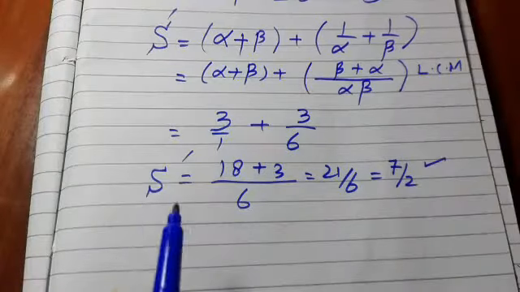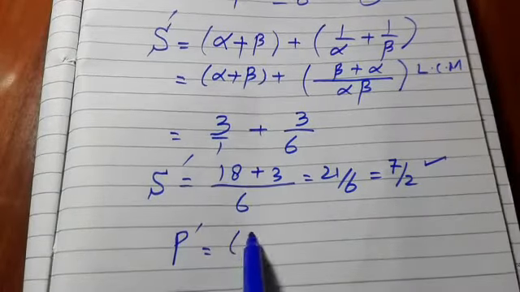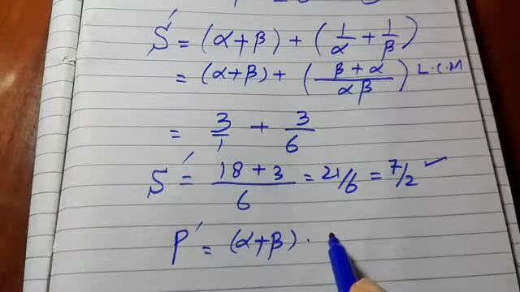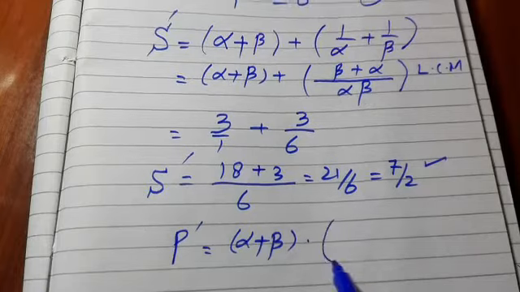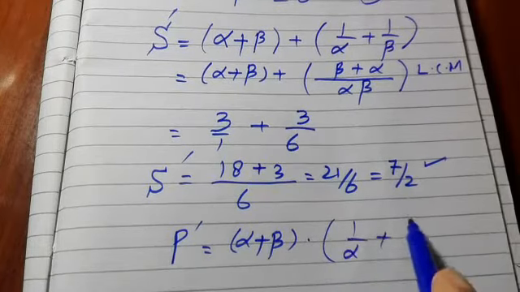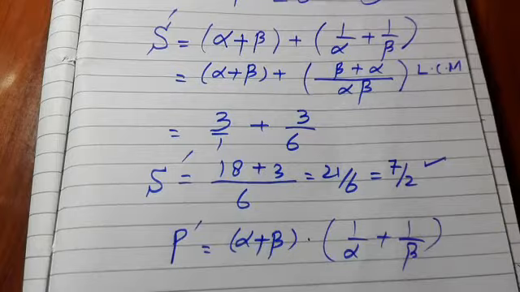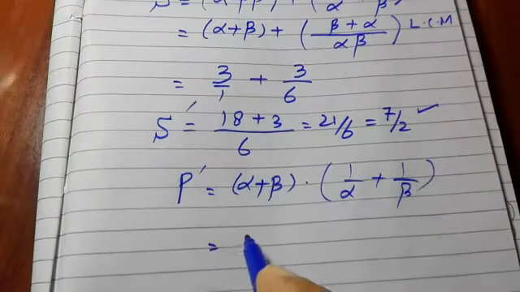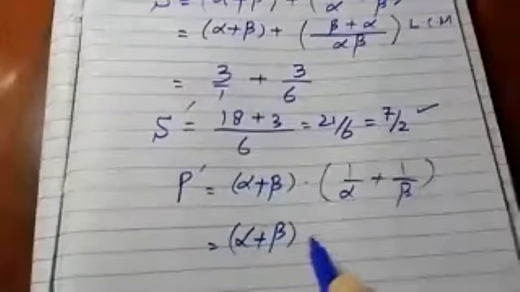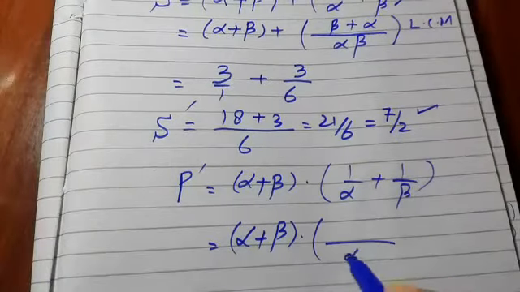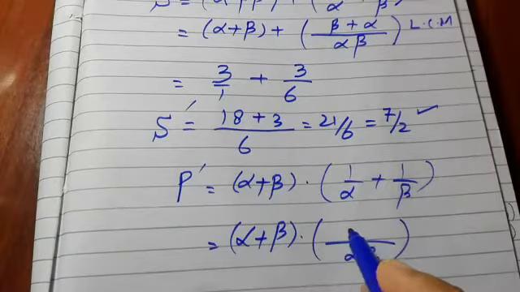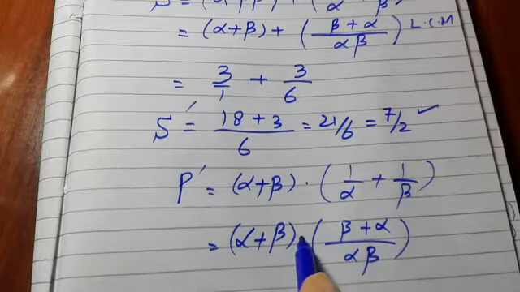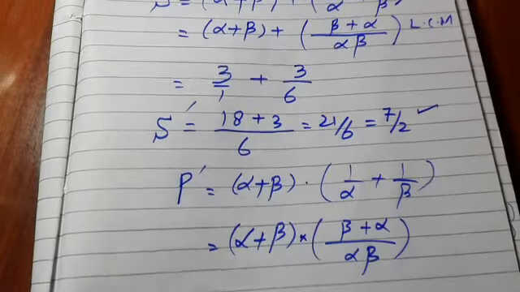So similarly, the product of roots will be alpha plus beta, the required equation roots, and you will multiply them together with 1 over alpha plus 1 over beta. You are finding the product of roots. So how to find the sum and product of these two terms? Alpha plus beta will be as it is, and again you will take the LCM and it will generate beta plus alpha. Now you are in a position to substitute the values and you will be able to multiply these two numbers. We are finding product P dash.